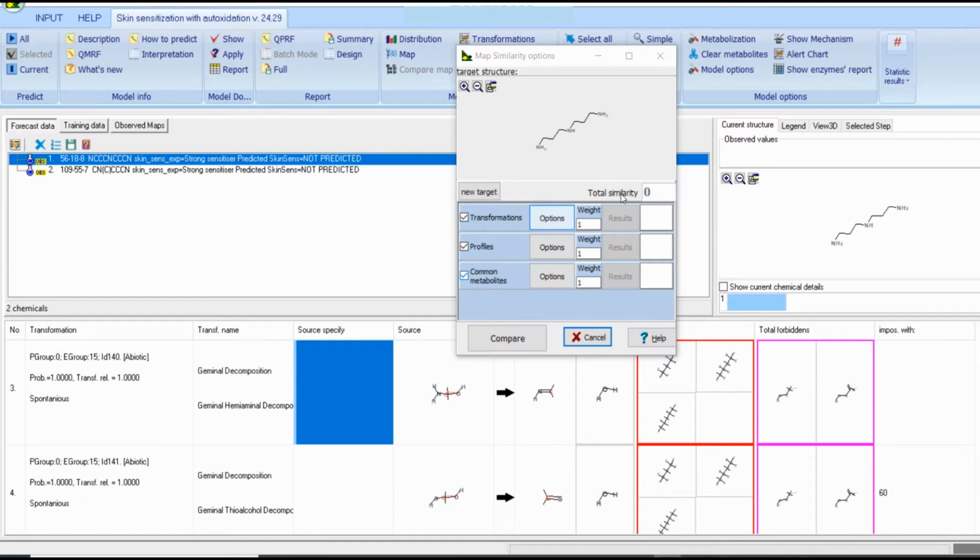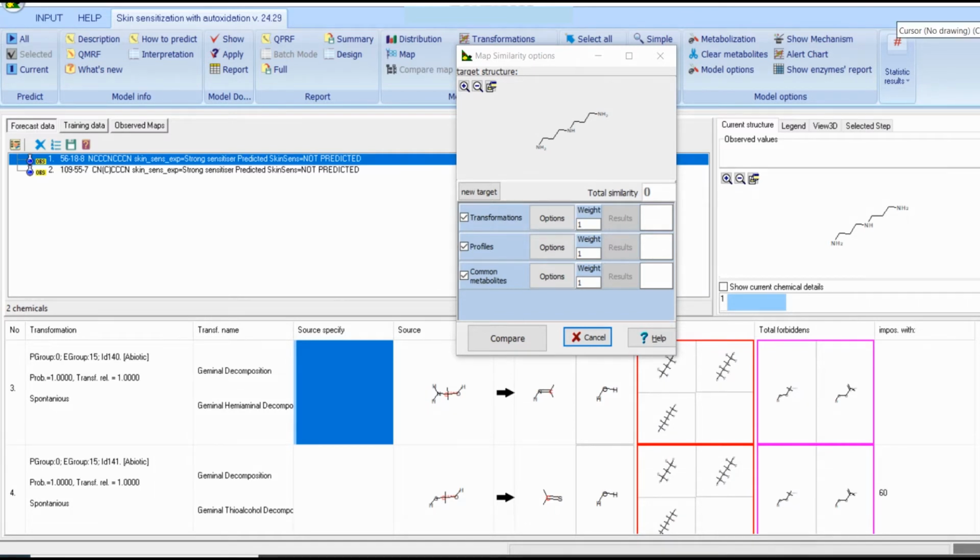Currently, the metabolism similarity tool contains three different similarity criteria. These are transformations, which assess the metabolic similarity between chemicals based on commonality in their simulated metabolic transformations. Profilers, which assess the metabolic similarity between chemicals based on commonality in their structural or reactivity features. And common metabolites, which assess the metabolic similarity between chemicals based on generation of common metabolites.